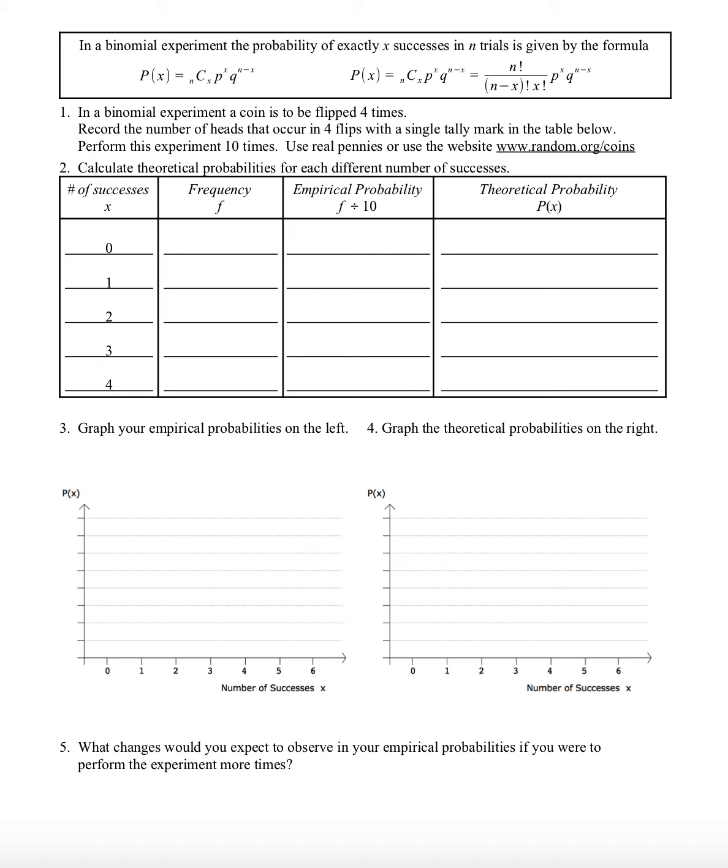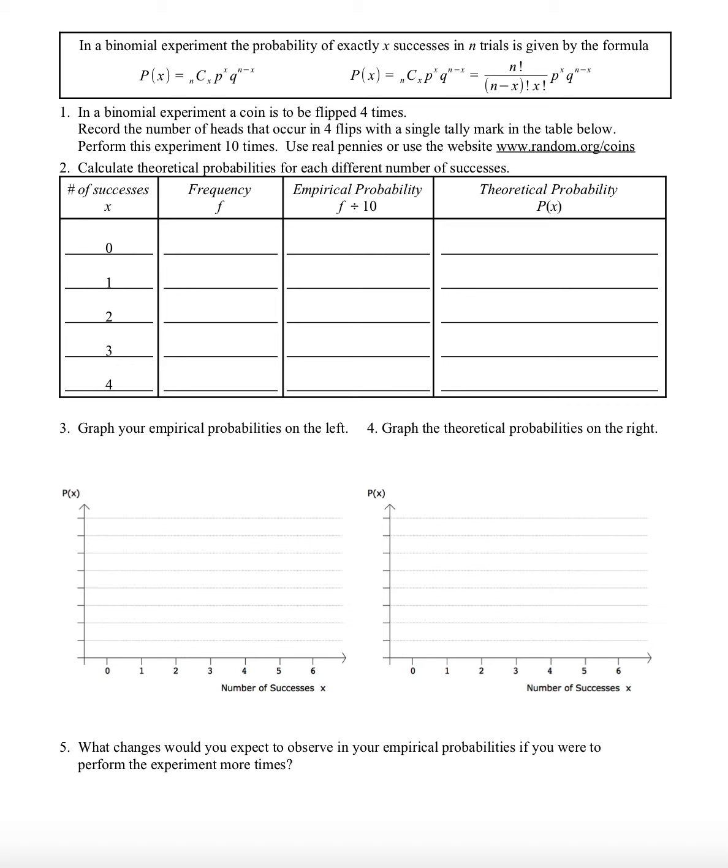But in the real world, when we actually perform the experiment, we'll get empirical probabilities. And so that's what we're going to do here: we're going to actually perform an experiment involving coins. The experiment is this. You flip the coin 4 times and record the number of heads that occur in 4 flips with a single tally mark in the table below.